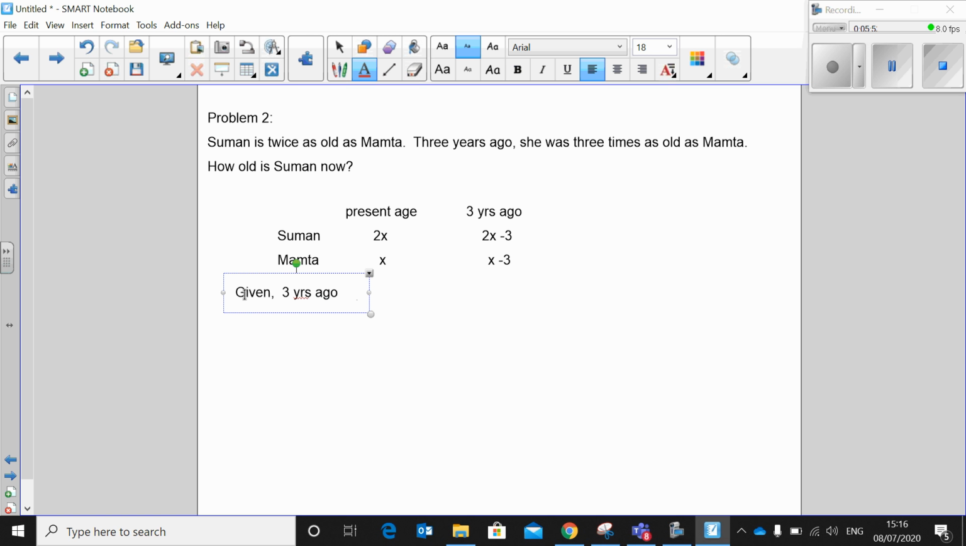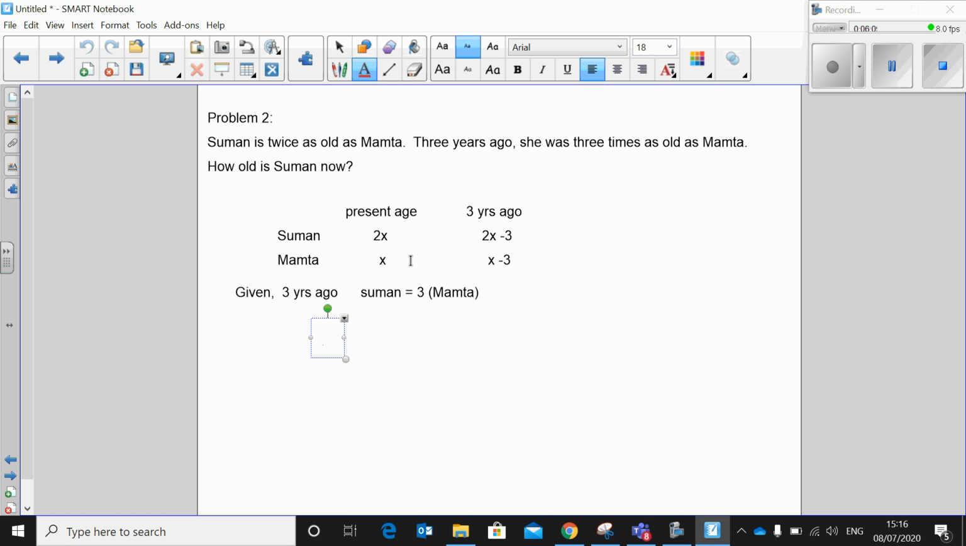Who is talking? Suman is talking. Okay, we are comparing with Suman. Suman was 3 times as old as Mamta. So Suman was 3 times as old as Mamta. Correct? So now let us write the equation.